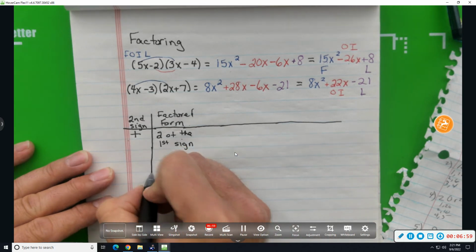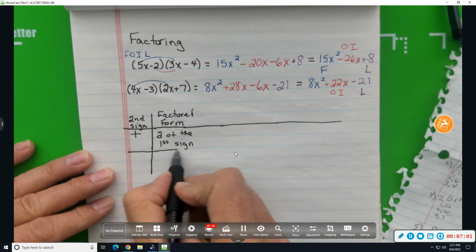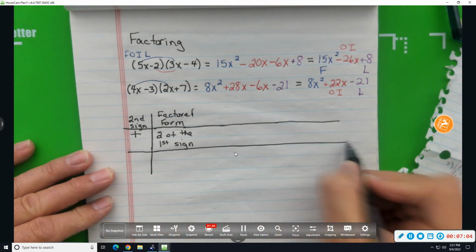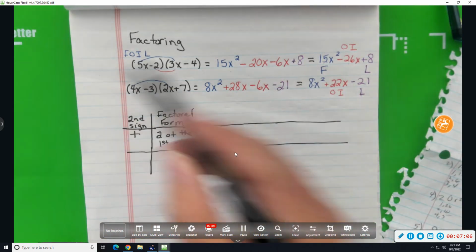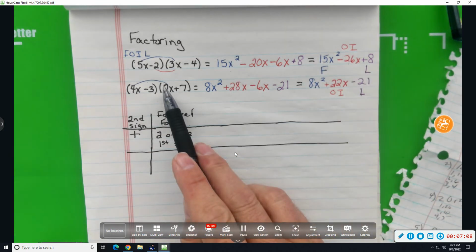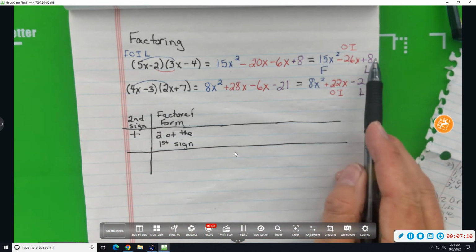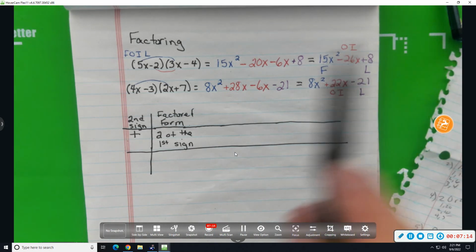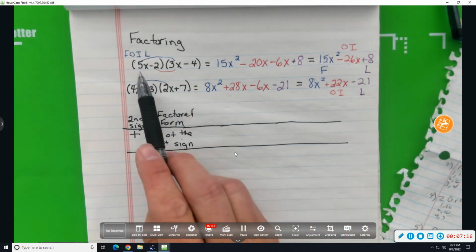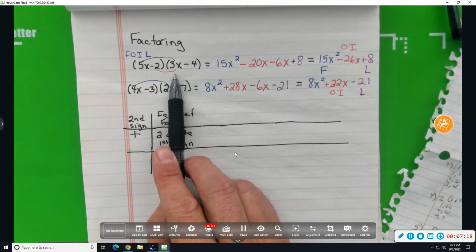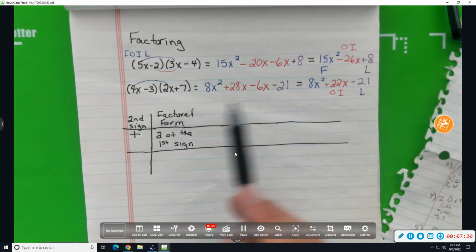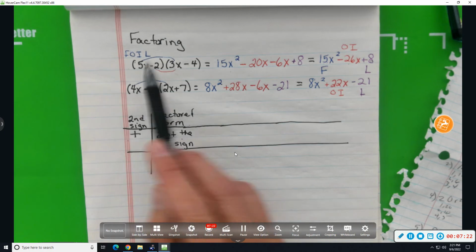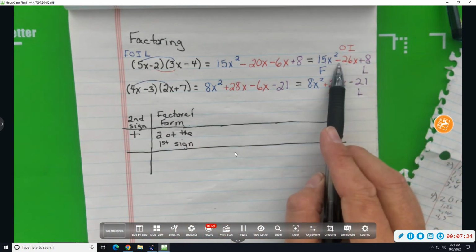What the heck do I mean by that? Well, if we're going backwards, starting here and going backwards, what sort of numbers multiply together to give a positive 8? Well, either two positives or two negatives. How do you decide what you're going to have in these parentheses? Well, you look at the first sign.